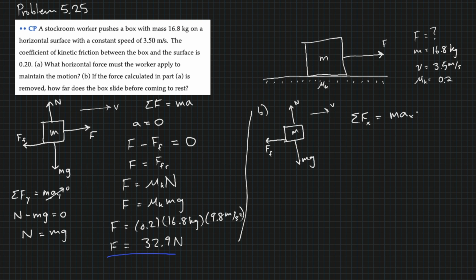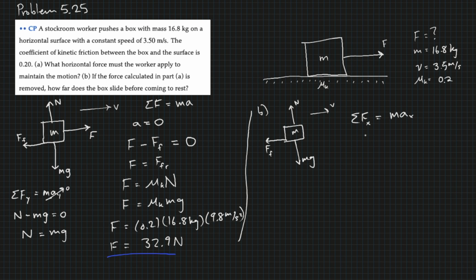And now, because this problem is different and because the problem is talking about how the box is slowing down, that means there must be some acceleration present. And so I'm not going to say that the acceleration is 0 in this case. It has to be some other number. And that's what we're ultimately going to need to solve this problem.